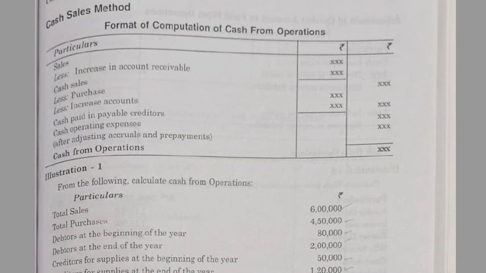So let's look into the first method, which is the cash sales method. The format of computation of cash from operation under the cash sales method is: sales minus your increase in accounts receivable, you get your cash sales. From that you minus your purchases, adjusted for the increase in accounts payable (creditors), which gives cash paid, and then cash operating expenses, if anything is there. If you adjust it, you get your cash from operations.